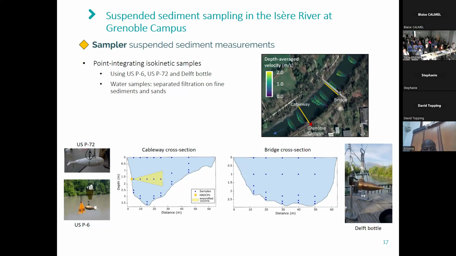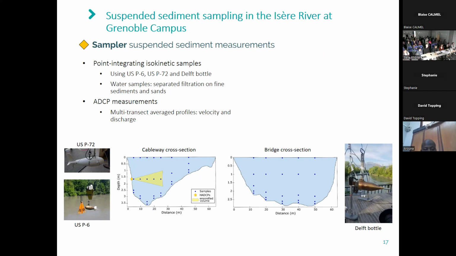Simultaneously to the samplings on these 2 cross-sections, we performed ADCP measurements, where multi-transect averages yield information on velocity, discharge, and river depth. These measurements yield information on the sand and fine sediment concentration for the US samplers, and only sand concentration for the Delft-Bottle, as well as the grain size distribution. In total, we obtained 31 of these sampler suspended sediment measurements, with over 19 on the cableway cross-section.